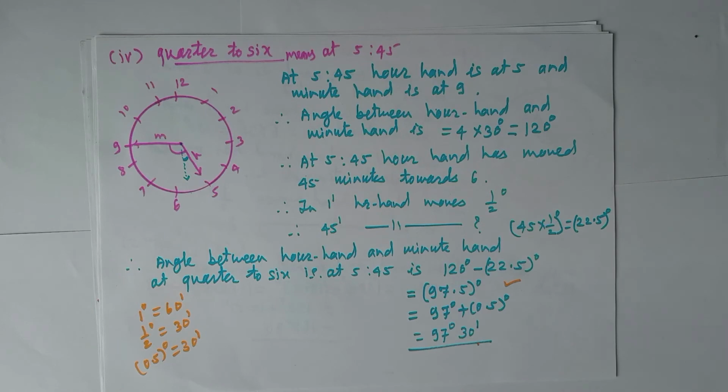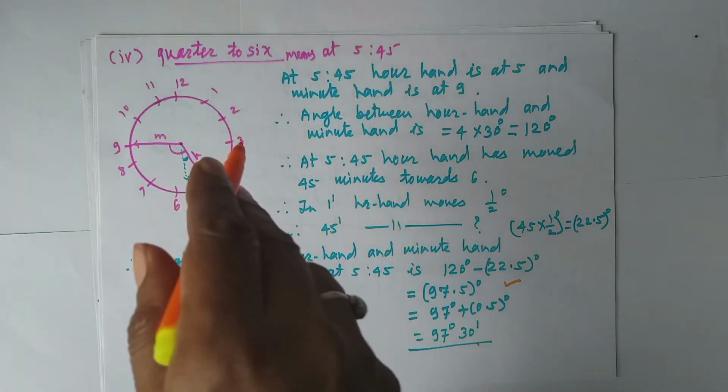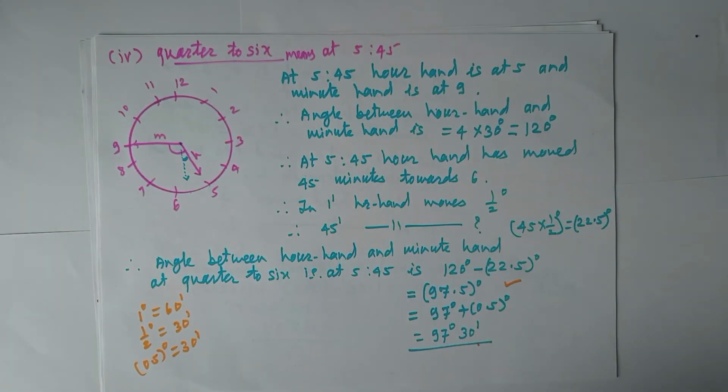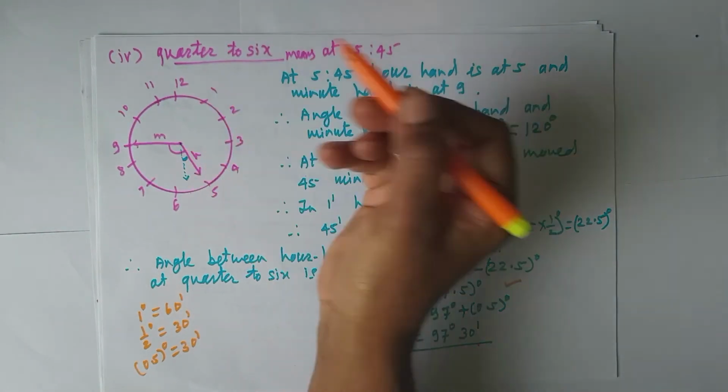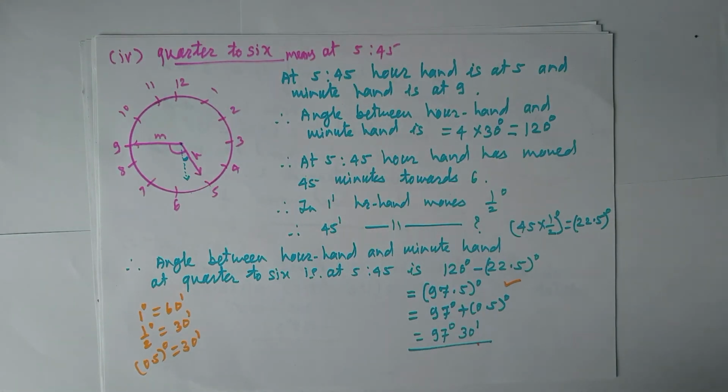Okay students, isn't it easy? If you know the concept that if there is one complete rotation of the hand in a clock, then angle of 360 degree is formed and clock is divided into 12 equal parts, means angle between two successive numbers is 30 degree and hour hand moves 30 degree in 1 hour.